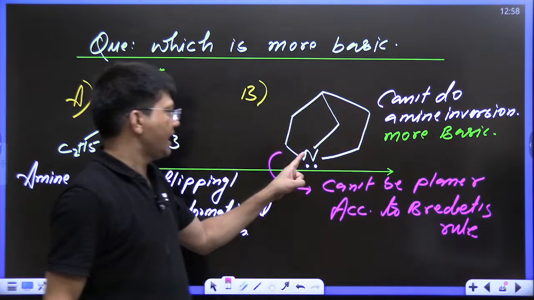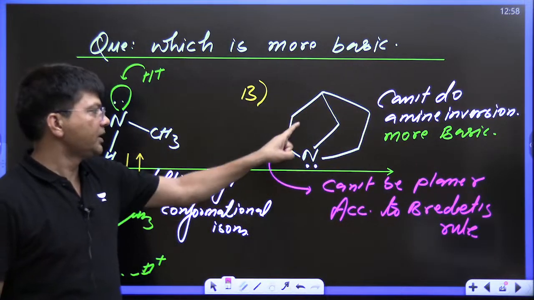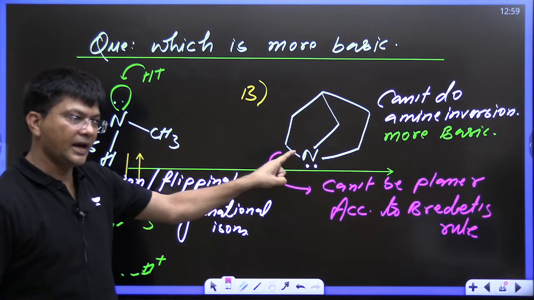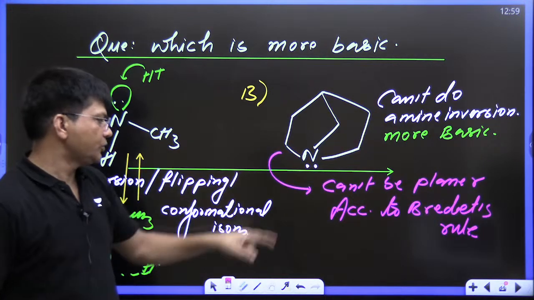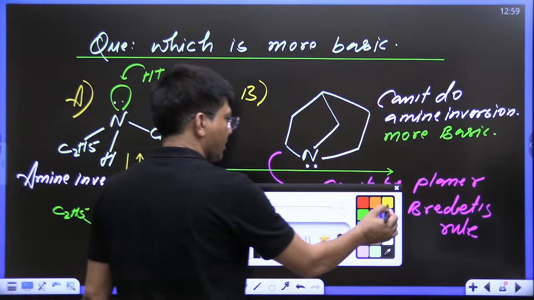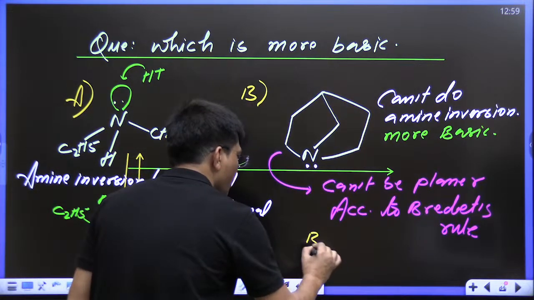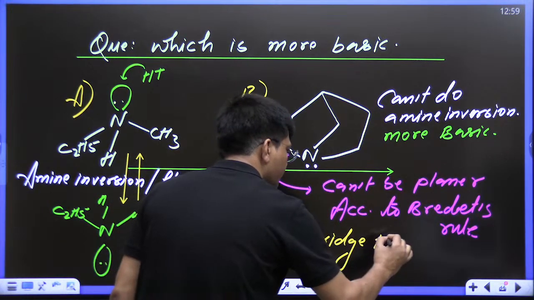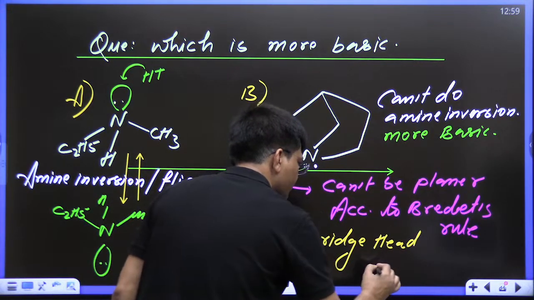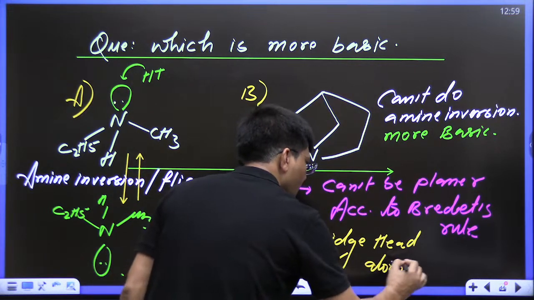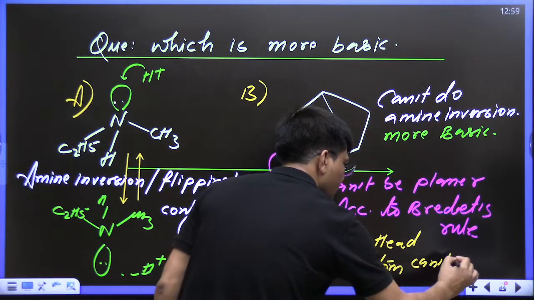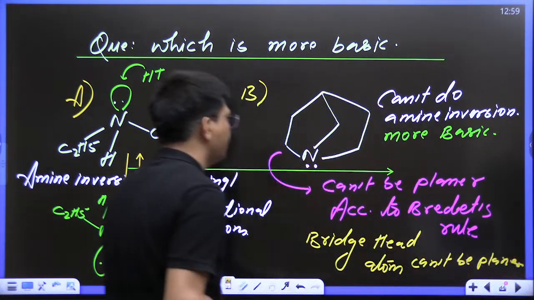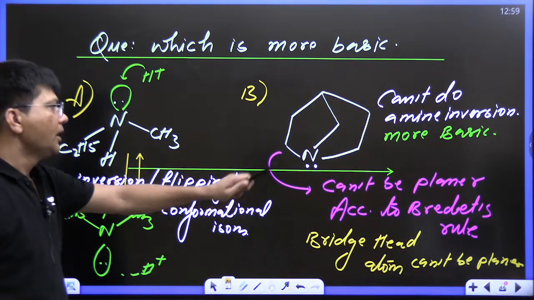Bredt's rule says any atom attached to a bridgehead carbon, the bridgehead atom, can't be sp2 hybridized. The bridgehead atom can't be planar. This is said by Bredt's rule. So it cannot do amine inversion.